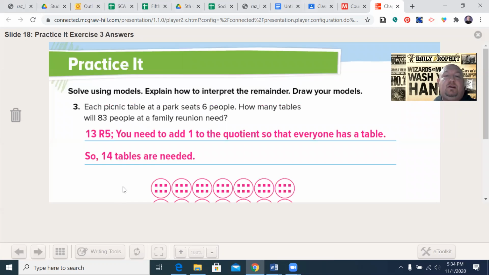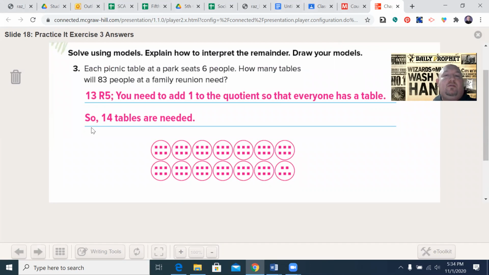Welcome back. Let's see what we had here. There's a whole lot of stuff on this problem. You're going to need 13 tables, 13 groups of 6: 6, 12, 18, 24, 30, 36, 42, 48, 54, 60, 66, 72, 78, and now there's only 5 here. Now, so I have 13 full tables. What do I do with that remainder? Are you going to make people stand? Tell them they can't eat? Good luck at the next family reunion if you pull that stunt. You're going to need to bring in another table. So you'll need 14 tables.